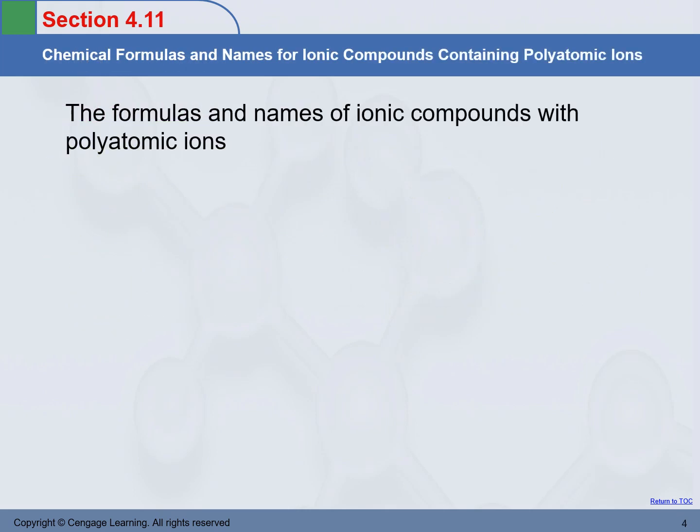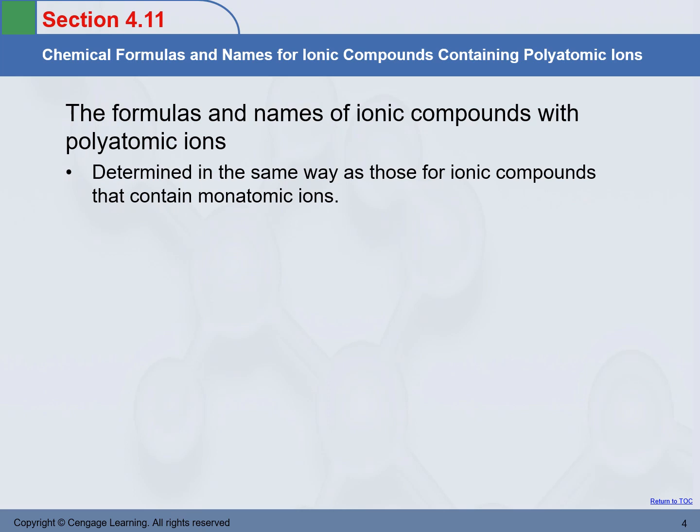Now let's talk about the formulas and names of any compound with polyatomic ions. Nothing has changed. All the rules we learned earlier apply to polyatomic ions. Just treat the polyatomic ion as one ion. So they're determined in the same way as those for ionic compounds that contain monatomic ions. There's no difference.